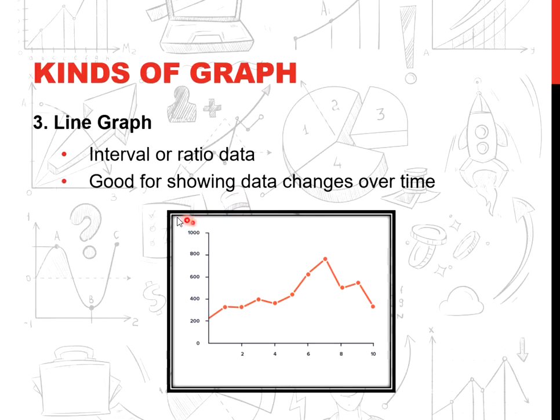Next, line graph. So, interval or ratio data. Good for showing data continuous or changes over time. So, pwedeng ito yung data, ito yung time. Pwede ito ay number of enrollees of medtech students in a span of 10 years. So, 1, 2, 3, 4, 5, 6, 7, 8, 9, 10. So, pwedeng ganon.